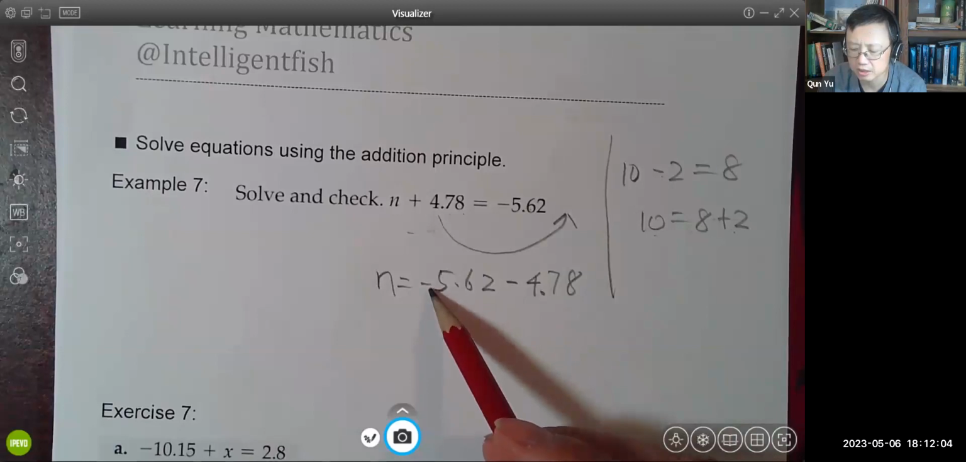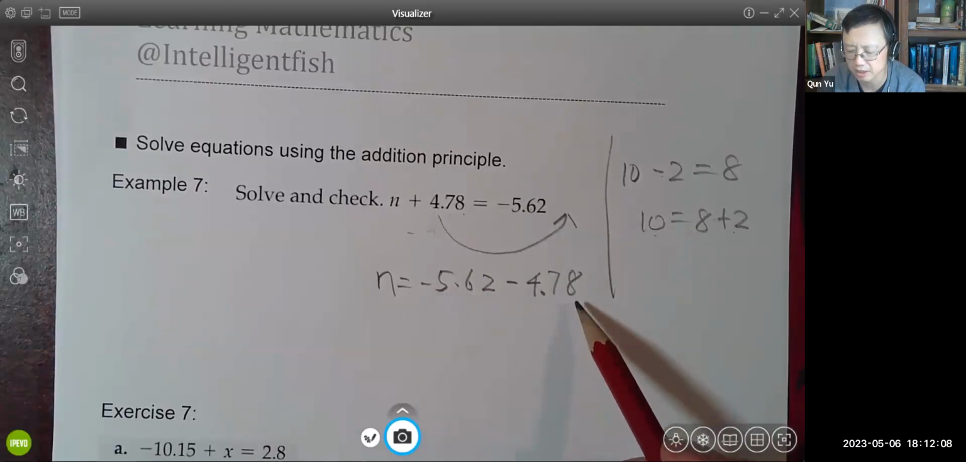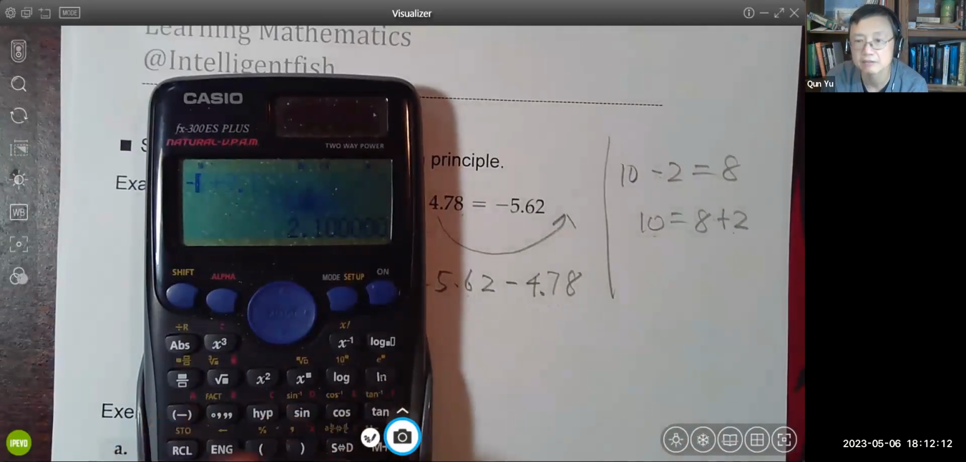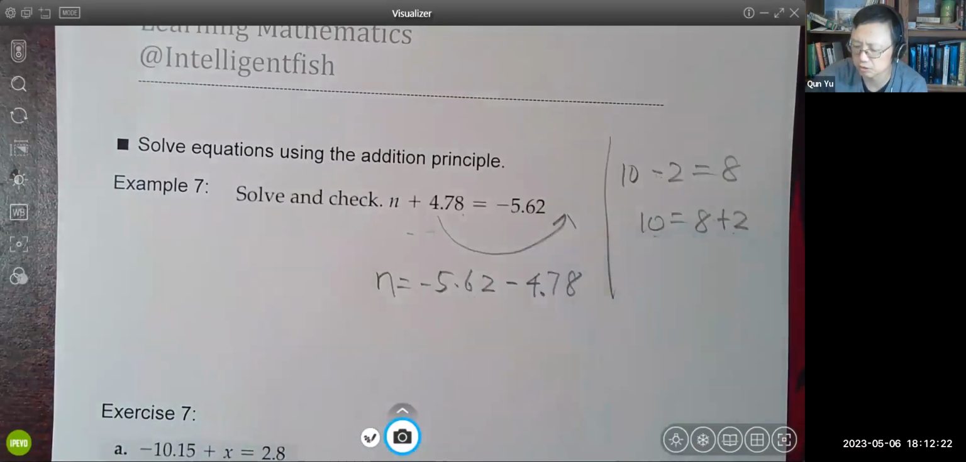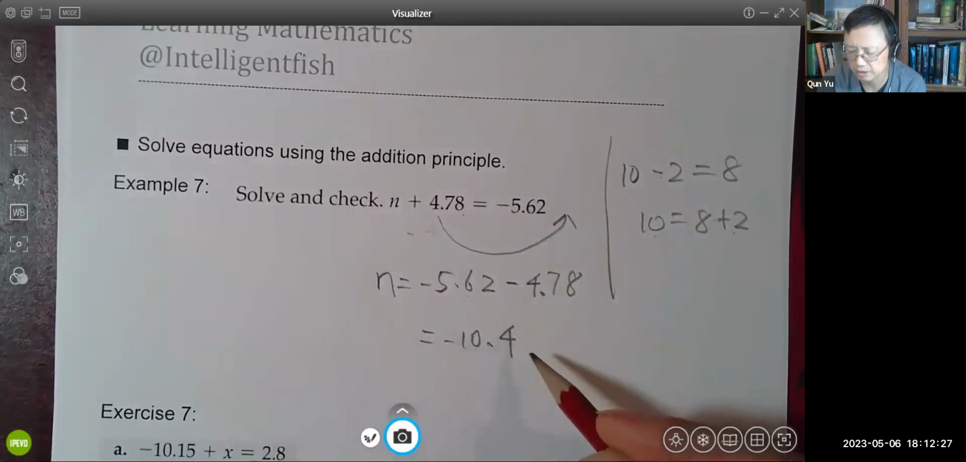Now what we need is negative 5.62 minus 4.78. So we can use a calculator. Negative 5.62 minus 4.78, negative 10.4. So we solve it.